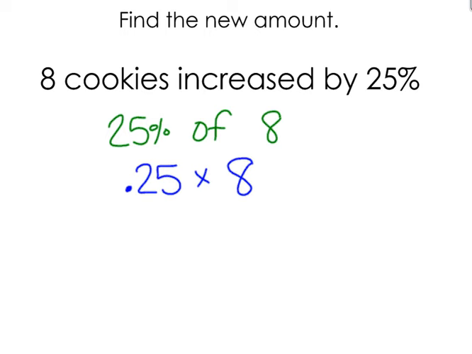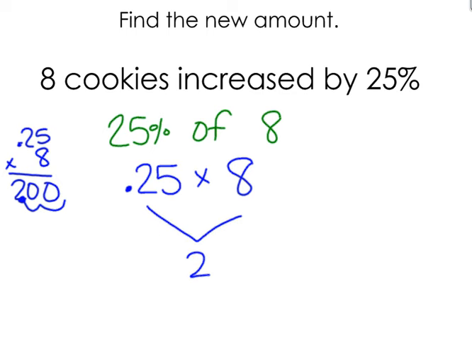I like to change my percents to decimals, and then the word of tells me that I'm going to multiply. So I'm going to do 25 hundredths multiplied by 8, and 25 multiplied by 8 is 200, and then my decimal is going to move over 2 spots. And so 25% of 8 is equal to 2. So I started at 8 cookies, and now I'm going to add in 2 additional cookies. So for my final answer, the new package would have 10 cookies.